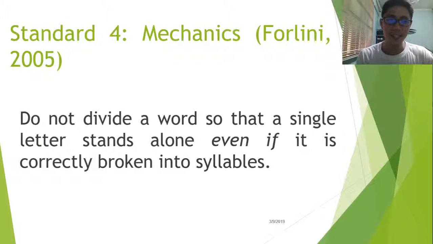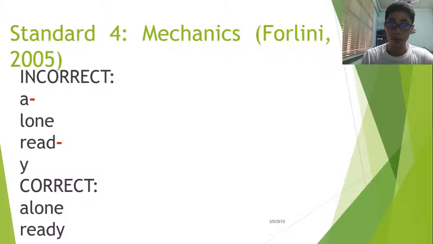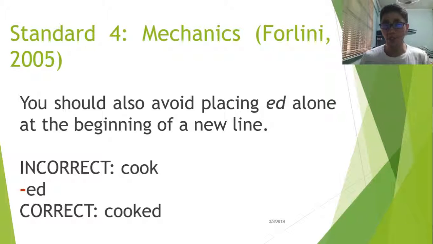Do not divide a word so that a single letter stands alone, even if it is correctly broken into syllables. Alone. Ready. You should not let A and Y get lonely. That's why even if they're correctly syllabicated, they ought not to be separated like this. You'd leave one letter alone? That's so harsh of you. You should also avoid placing -ed alone at the beginning of a new line. Okay? Not like this. Not inflections as much as possible.